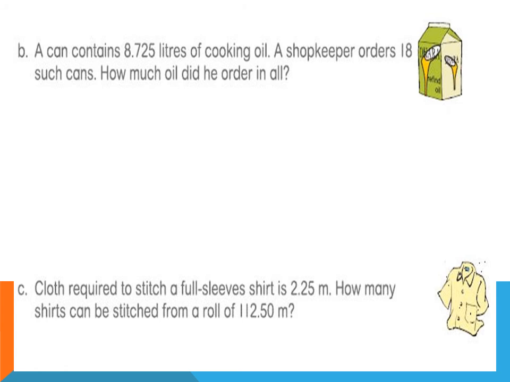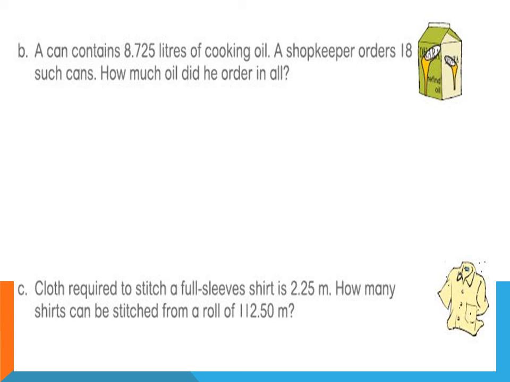Number B, a can means the milk can, the cold drink can, those type of cans. A can contains 8.725 liters of cooking oil. A shopkeeper orders 18 such cans. How much oil did he order in all? So you are given how much one can contains, so you have to find how much 18 such cans contain. This is a simple case of multiplication. Try to do it yourself.